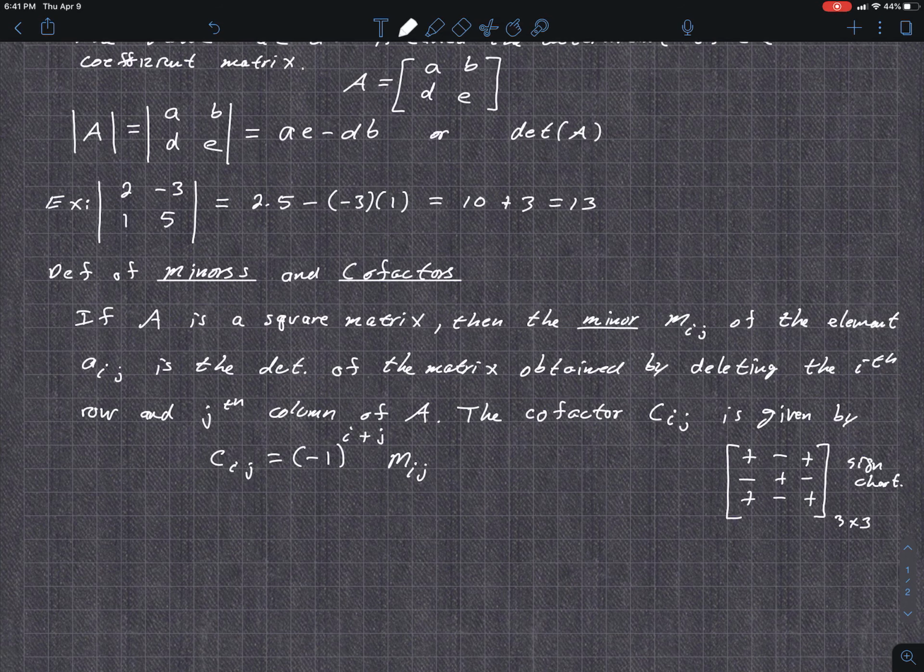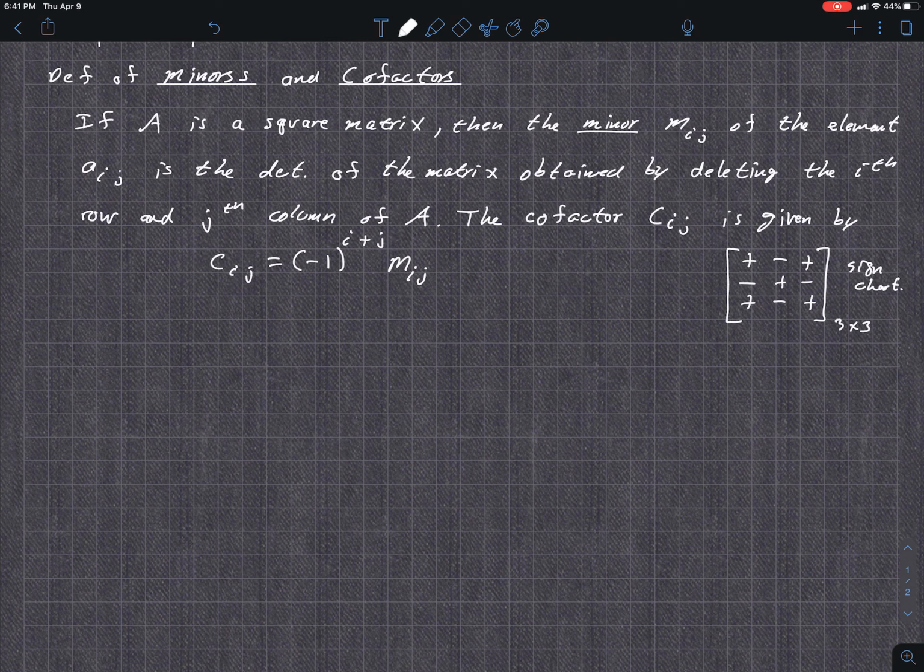We'll talk about that more, but I do want to get into the minors and cofactors again, if for nothing else, so we can follow the proofs a little better. So let's take a look at an arbitrary but specific example. We'll do a 3 by 3. So let's take a 3 by 3 matrix A: a, b, c, d, e, f, g, h, i. Like that.